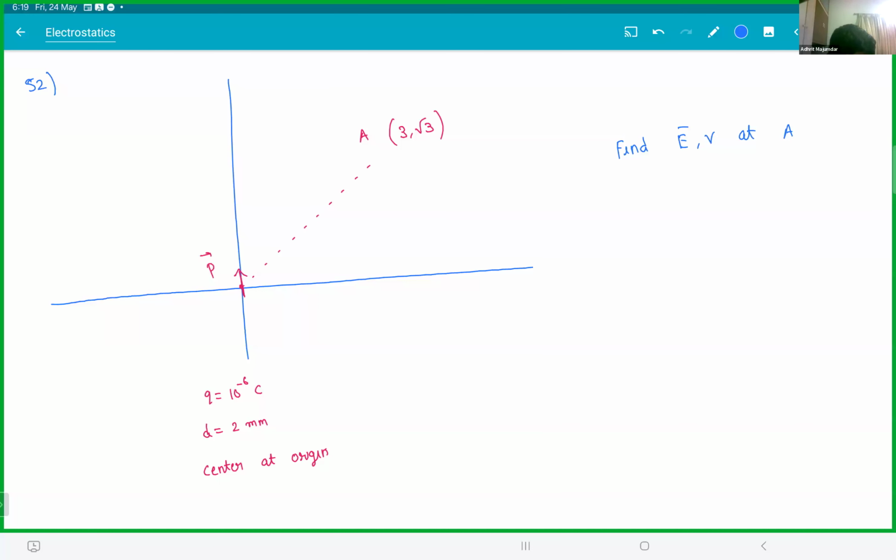E bar, you have to find the net magnitude or the entire E bar vector, in I cap, J cap. You can get the form and leave it in I cap, J cap, so you can resolve. That's okay.